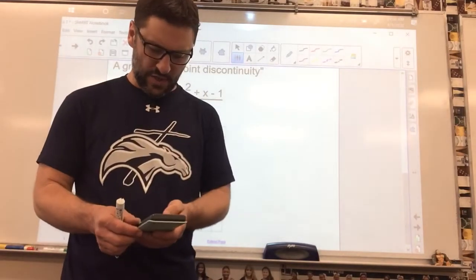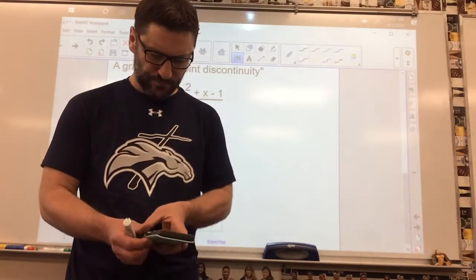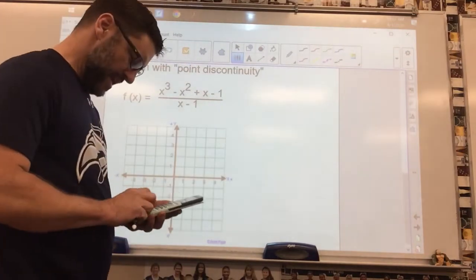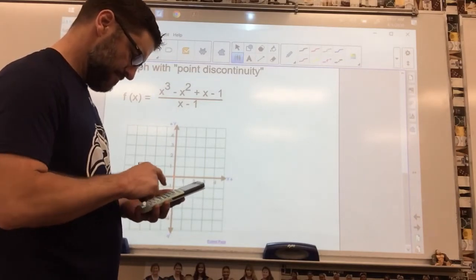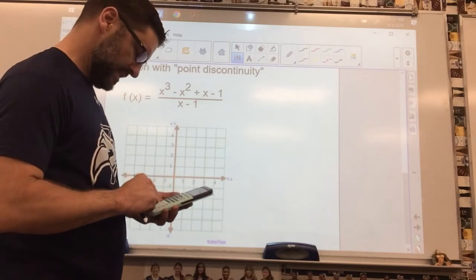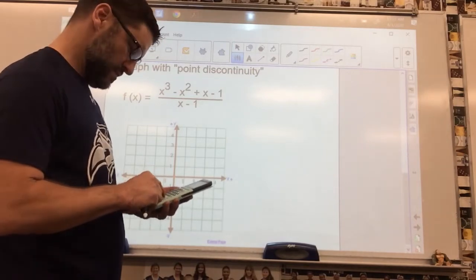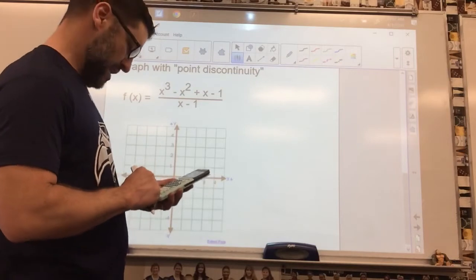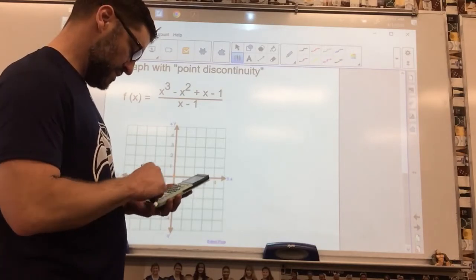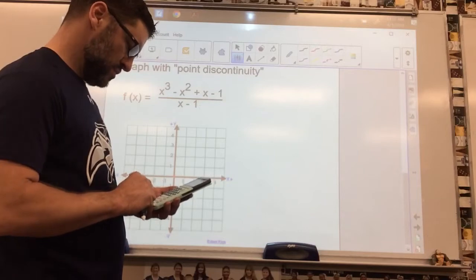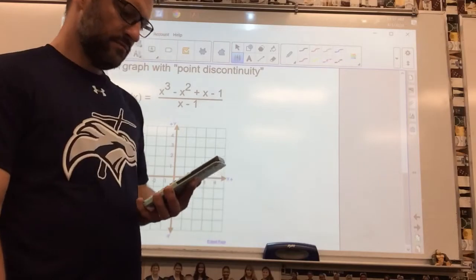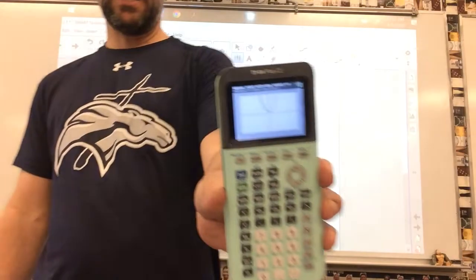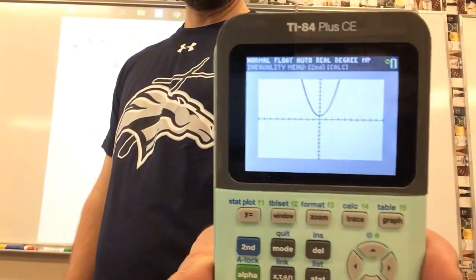So I'm going to use my fraction key, alpha f1, and I'm going to plug in the top as x to the third minus x squared plus x minus 1. And on the bottom, I'm going to plug in x minus 1. And I'm going to graph it. Mine is still thinking. And I got a parabola is what I got.